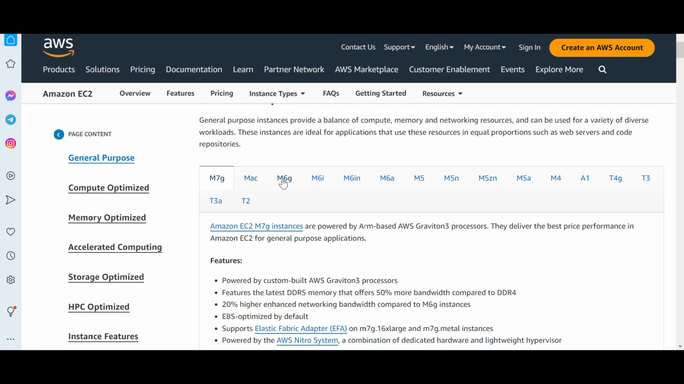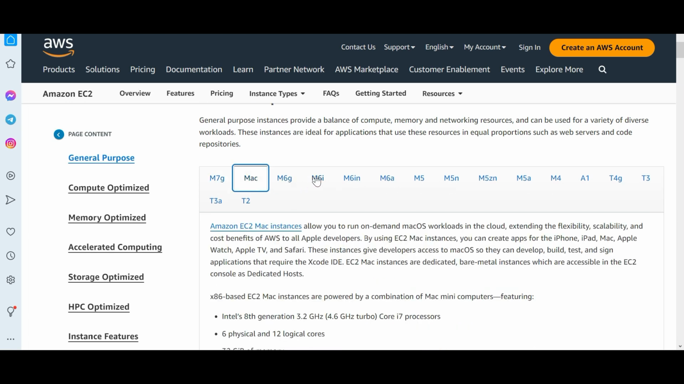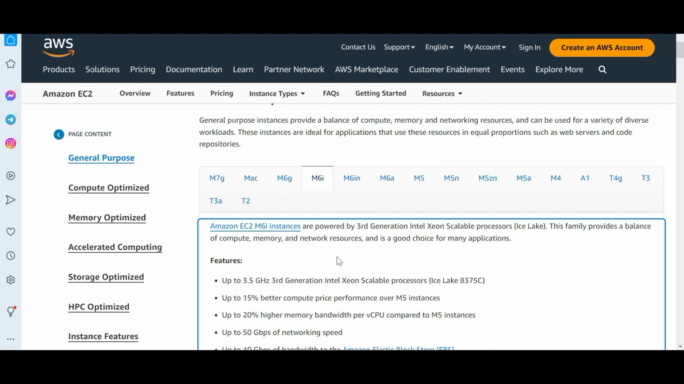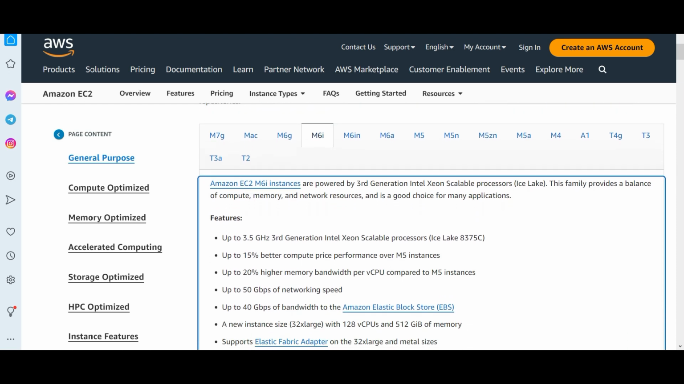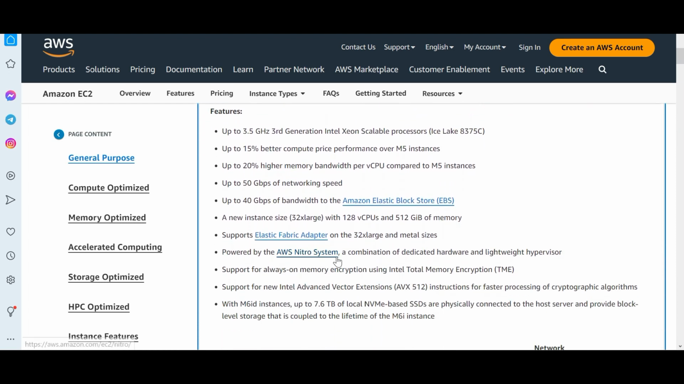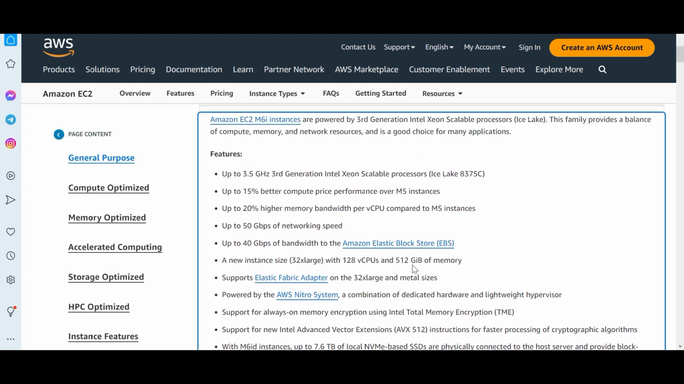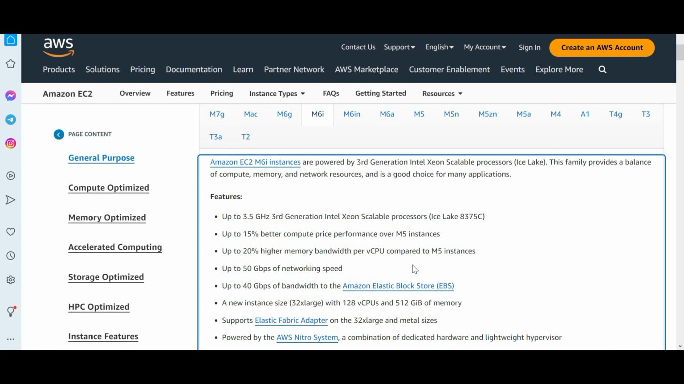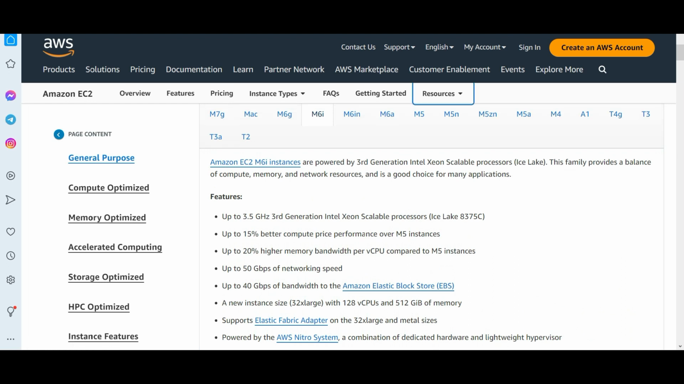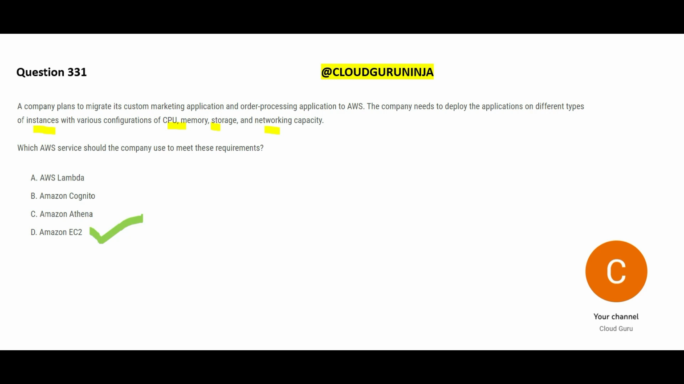These are the different types of instances, like Mac and M6i, and it tells you why it is used, why you should choose it, and so on. It also tells you what is behind it, for example, it is powered by AWS Nitro systems. It gives you all those kinds of descriptions. We will not cover this in detail, but these are the configurations of your apartment complex. Consider them that way. So EC2 is our answer.